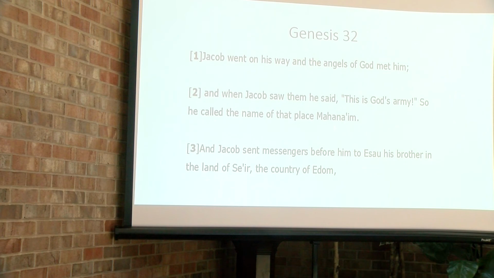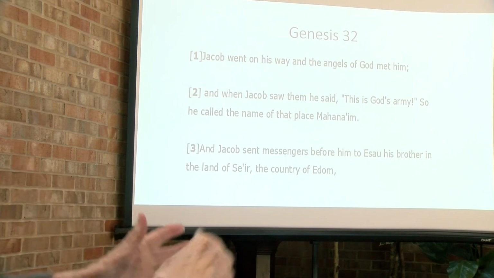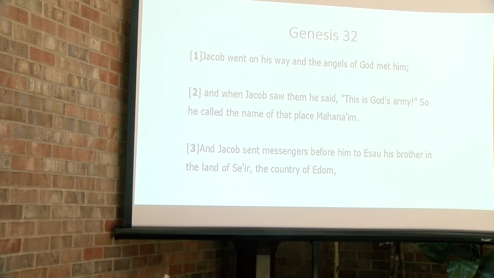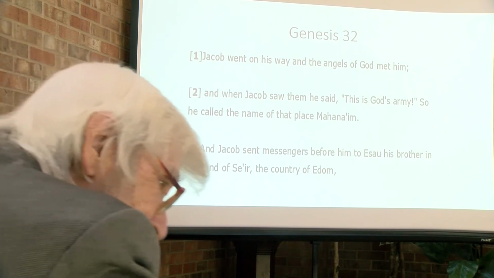Before we leave that, he called this place Mahanaim. Mahanaim means booths. What had happened is that Jacob had set up booths to put all his sheep and his goats and everything else. And in a sense, he had settled a little bit at this place called Mahanaim. But we'll talk about that a little bit later. But let's get back to this situation. He sent messengers before him to his brother in the land of Seir, the country of Edom. Well, let's take a look at that.